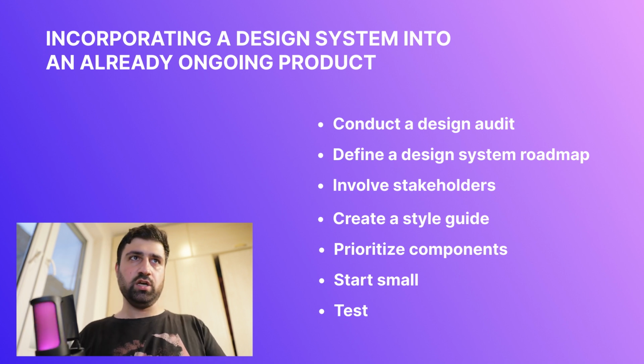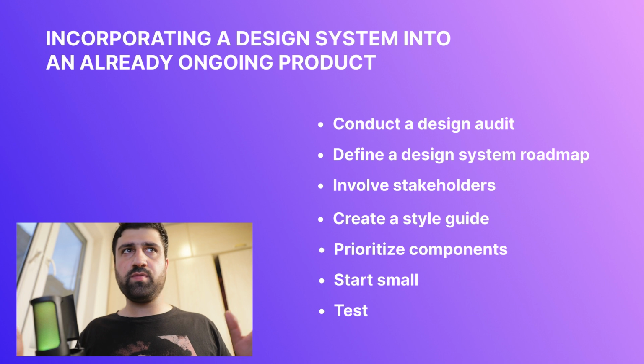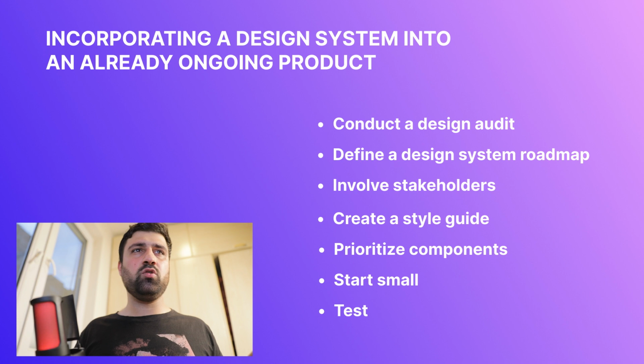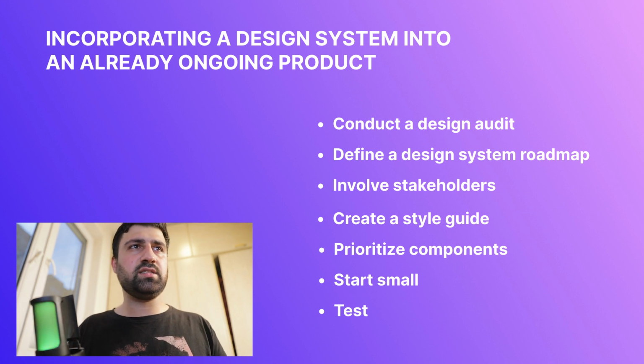You can't change a big ongoing product with many users in one go. It's impossible, almost impossible. Start small by implementing on a small scale, such as a single page or a section of a product. This allows for testing, iteration, and understanding what works, what doesn't, and then you can go on and slowly incorporate the system.